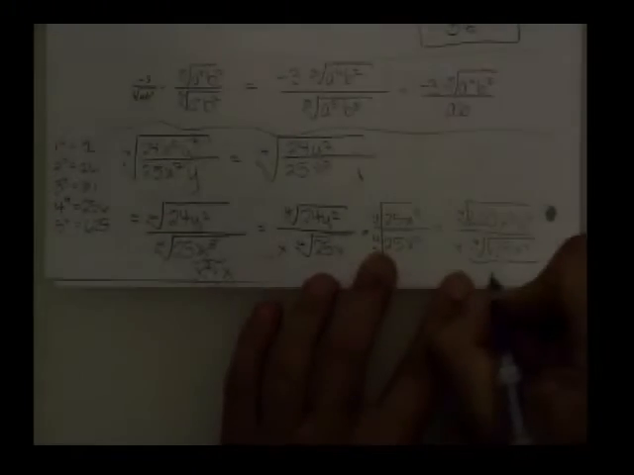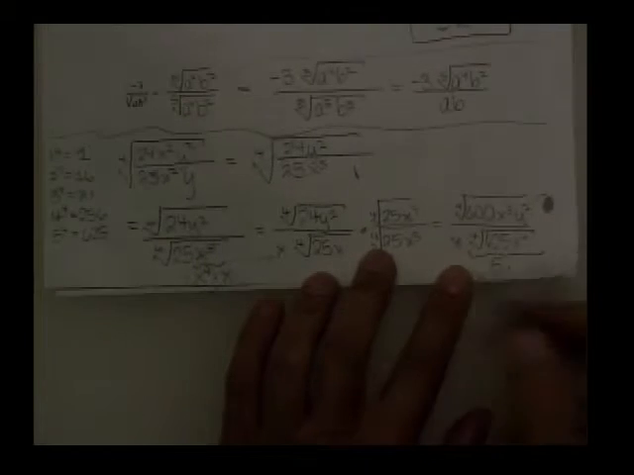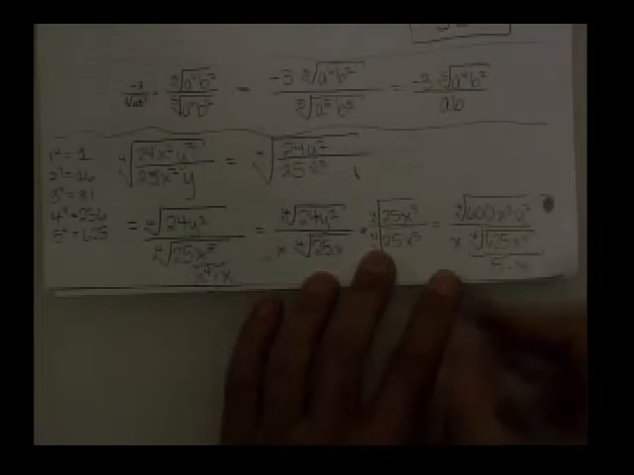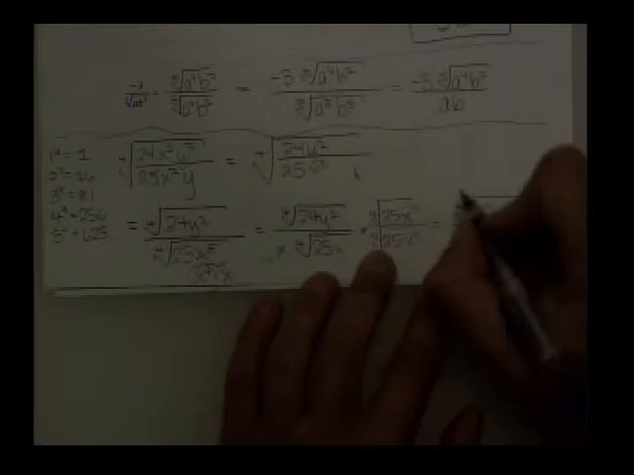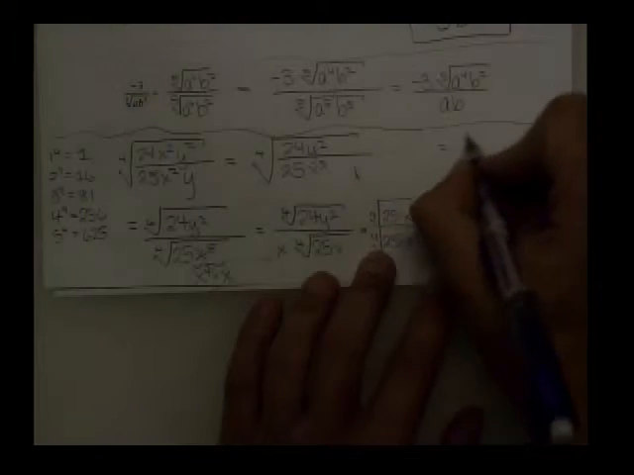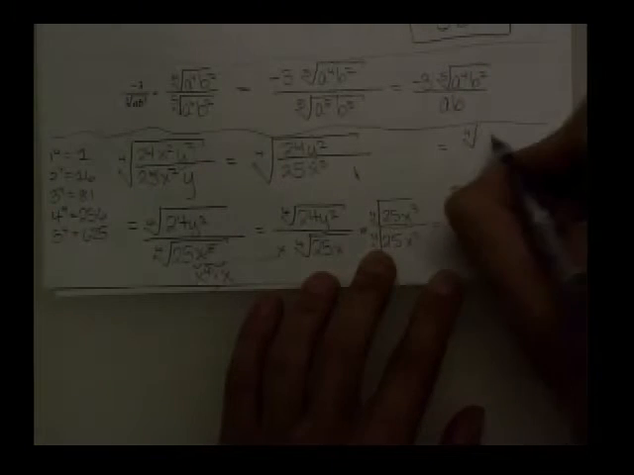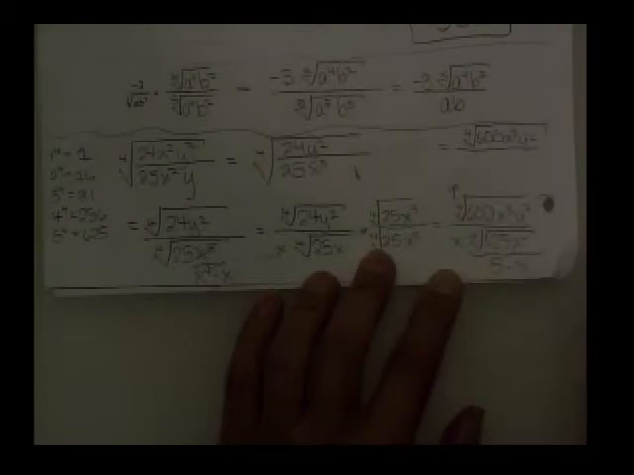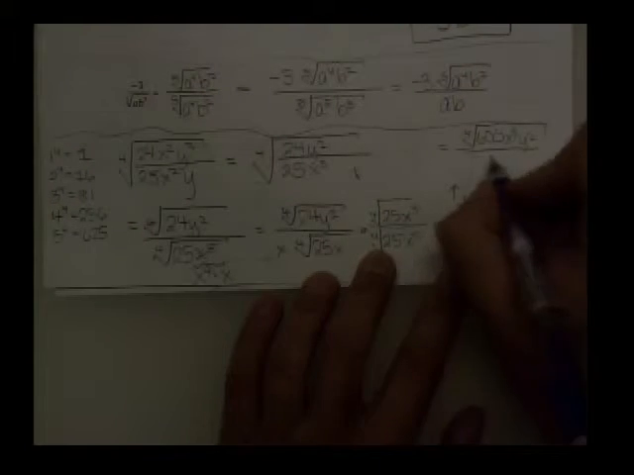The fourth root of 625 is 5. And the fourth root of x to the fourth is x. So simplifying in the denominator, the numerator stays the same, 600 x cubed y squared, over, so we have x times 5 times x, so that's 5x squared.